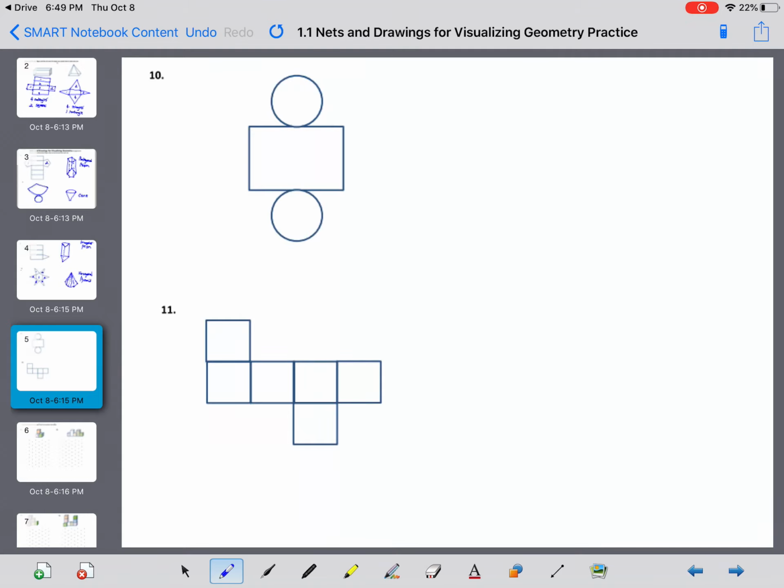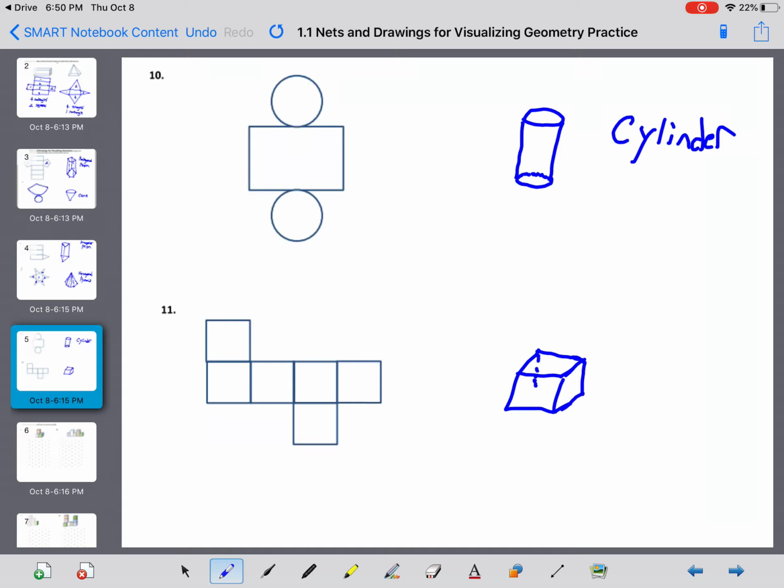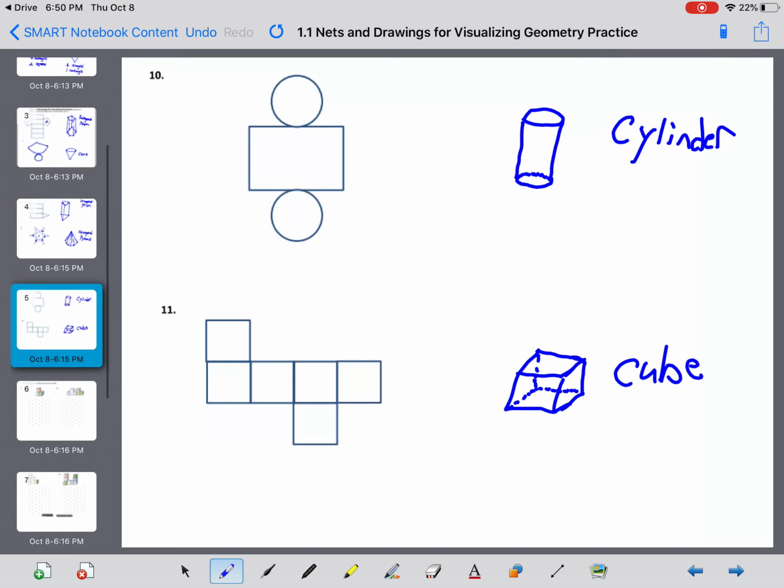All right, this time you have 2 circles and a rectangle in the center. Well, that's a little easier for us. Okay, and we all know this as a cylinder. And for number 11, we dealt with a lot of these yesterday. And we have a cube.